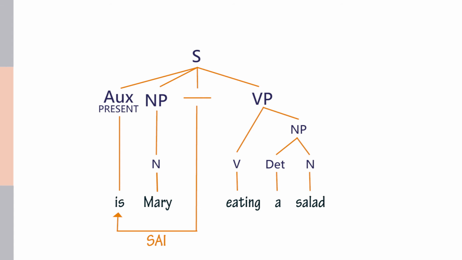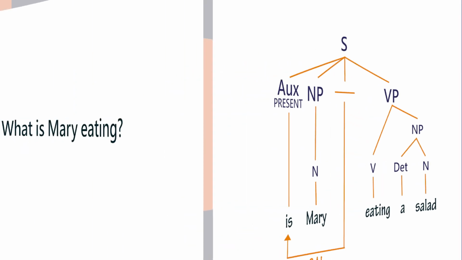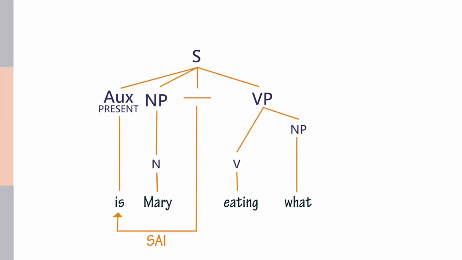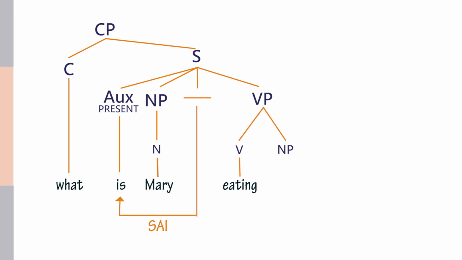Now I want to turn this sentence into a different sentence. What is Mary eating? And for this, I'm going to add a next level, which is CP here. And then I add a C. And then this NP moves here because it is what, instead of say a what. So what moves here. And this is called move WH. So I'm saying that you could play with these trees. Here move aux is the same as SAI, which is subject auxiliary inversion.